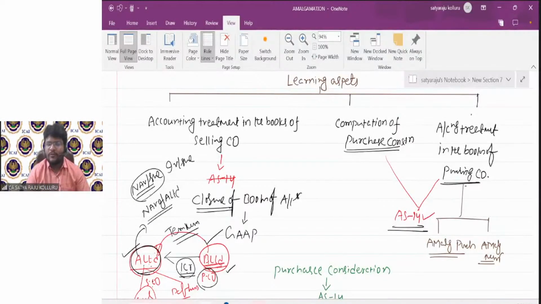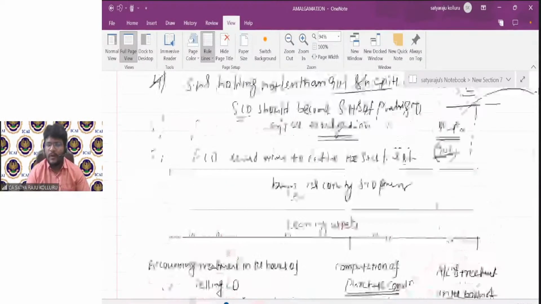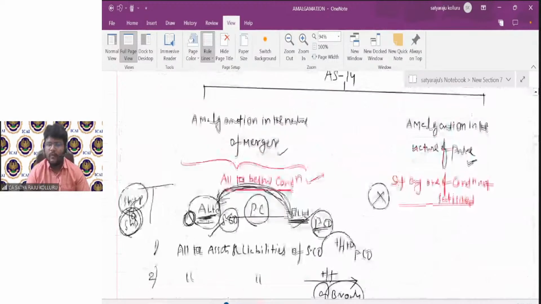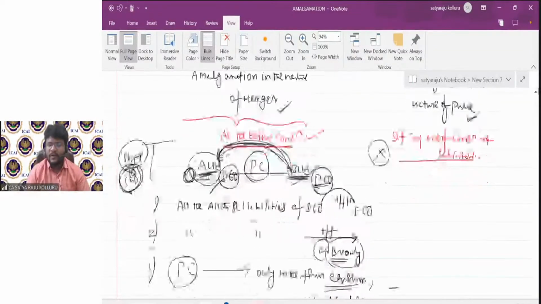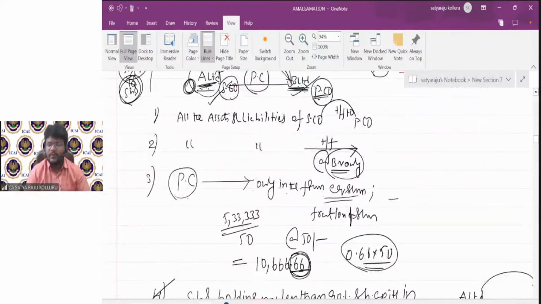But for calculation of PC and accounting treatment in the books of the purchasing company, we apply Accounting Standard 14. As per AS 14, amalgamation is broadly categorized into two types: amalgamation in the nature of merger and amalgamation in the nature of purchase. An amalgamation is said to be in the nature of merger if all the below 5 conditions are satisfied.